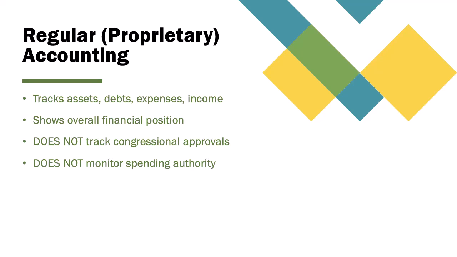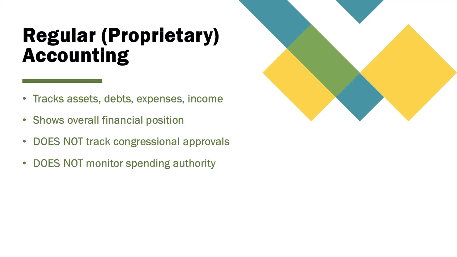It's what us accounting nerds in the federal industry call proprietary accounting. This is your normal accounting stuff. You're tracking your assets, your debts, expenses, incomes, revenue, gains, all that great stuff that you learned in school. It does tell you the overall financial picture of your agency. But it doesn't do one key thing. It does not track your budget.